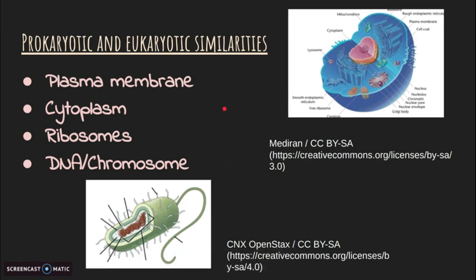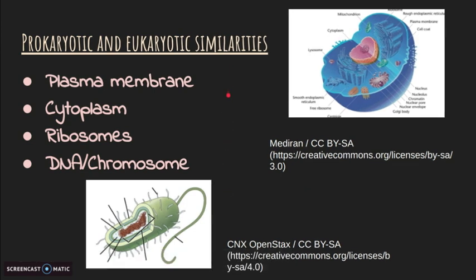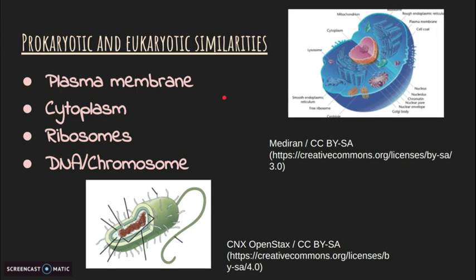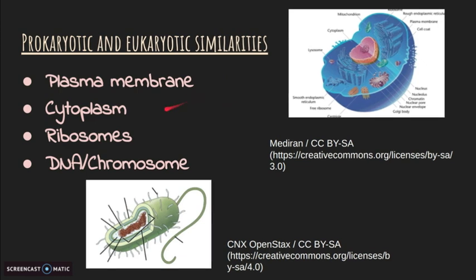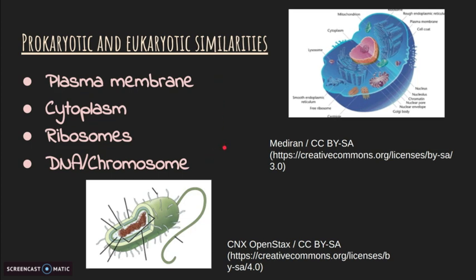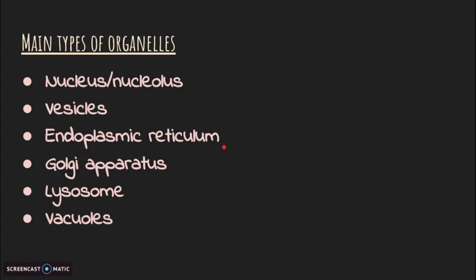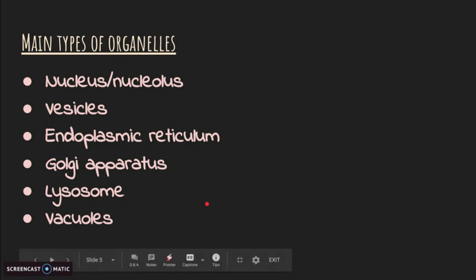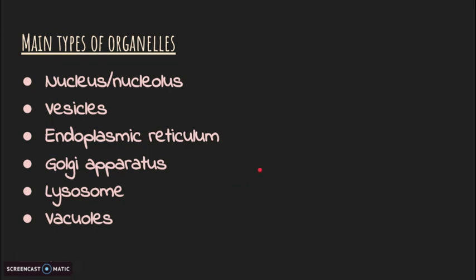We have these similarities between prokaryotic and eukaryotic cells. Both of them have a plasma membrane, both have a cytoplasm, both have a ribosome, and both have DNA/chromosome. These are the main essential things for all types of cells. The main organelles I'm going to be talking about today are these six, and I'm going to go into more detail later on.